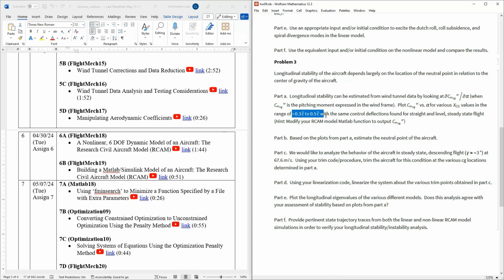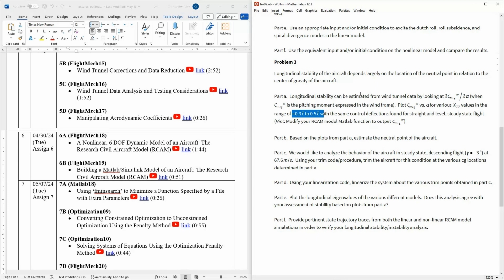And all you're going to do is move the center of gravity, and then perform a virtual wind tunnel run where you change the angle of attack of the aircraft, and have your RCAM model output the pitching moment about the center of gravity expressed in the wind axis. So you're going to have to modify your RCAM function ever so slightly, so that it has one more output and allows you to also change the position of the center of gravity.